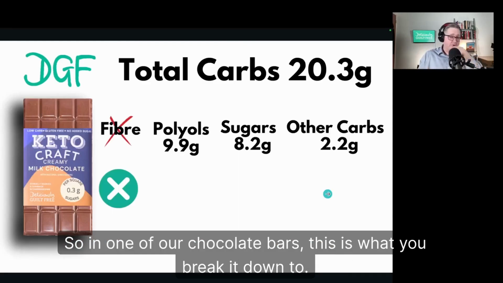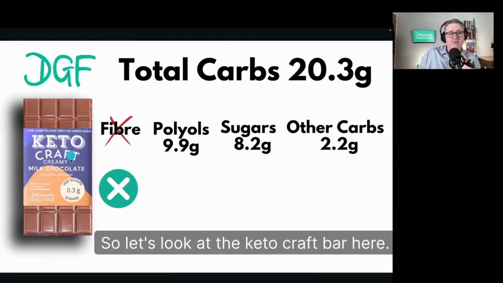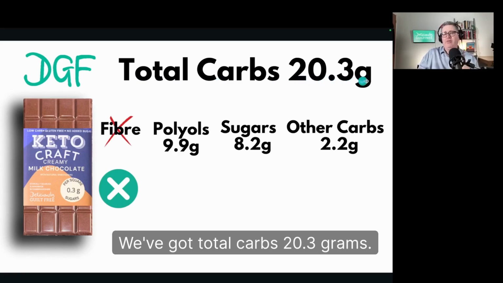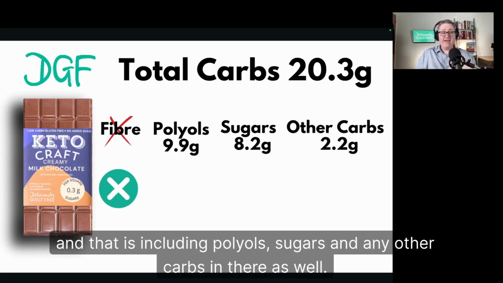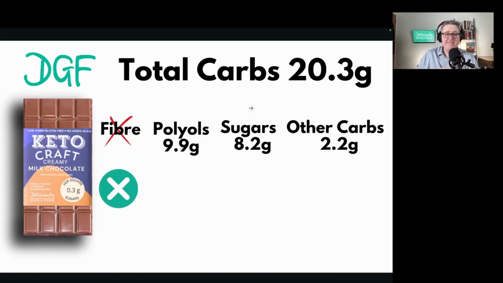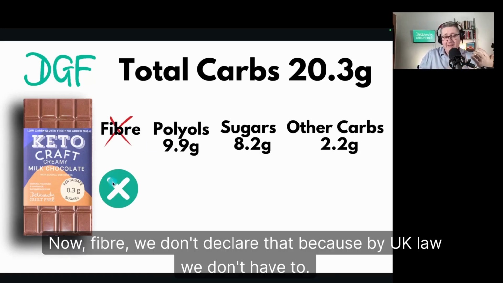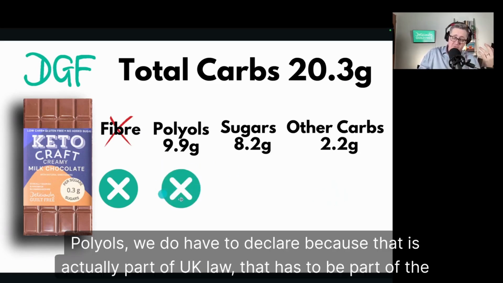So in one of our chocolate bars, this is what you'd break it down to. So let's look at the keto craft bar here. We've got total carbs 20.3 grams. That is what we legally declare because we have to, and that is including polyols, sugars, and any other carbs in there as well. Now fibre, we don't declare that because by UK law we don't have to. Polyols we do have to declare because that is actually part of UK law.